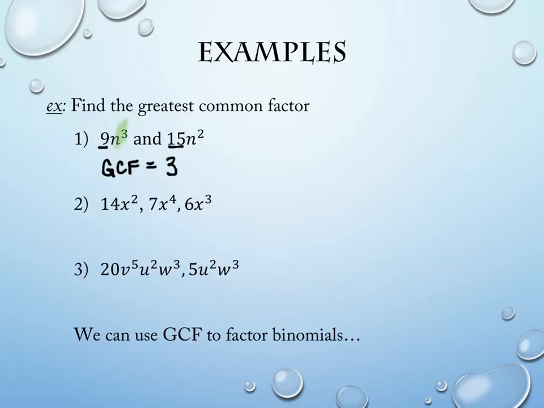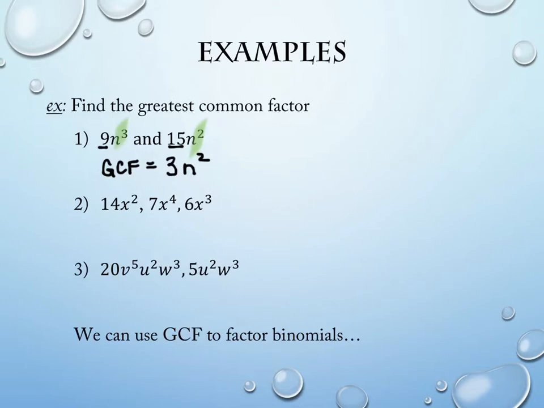And then look at the n cubed and the n squared. Obviously, they both have an n. How many n's do they each have in common? 2 of them, or squared of them if you prefer. So there's n squared. So 3n squared would be the greatest common factor. That's all we're asked to find here. We're not asked to do anything with it, just identify it.